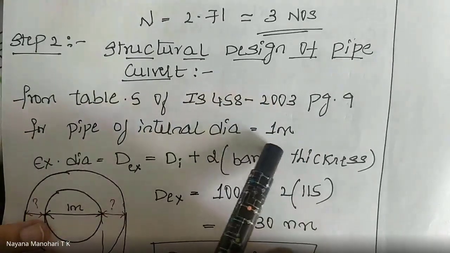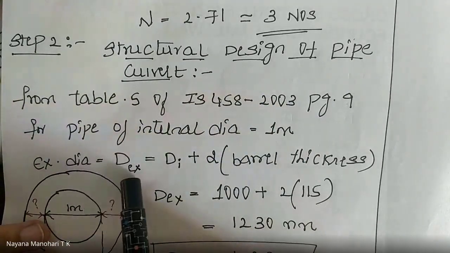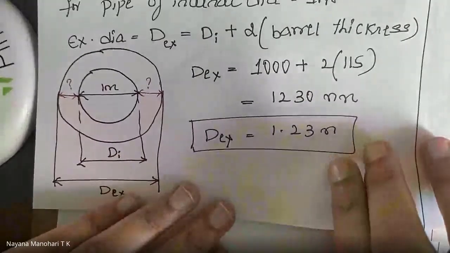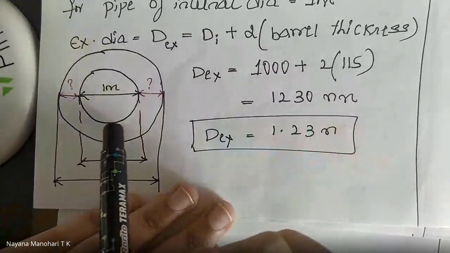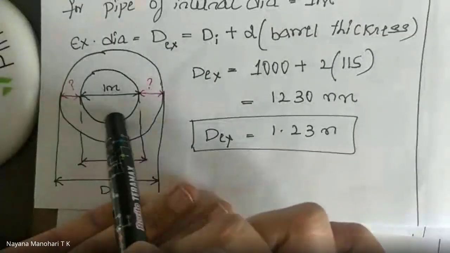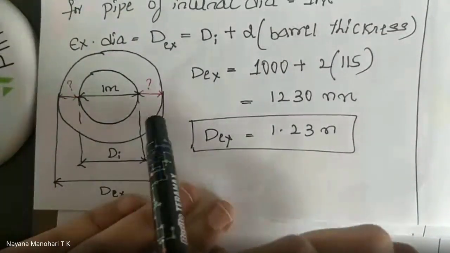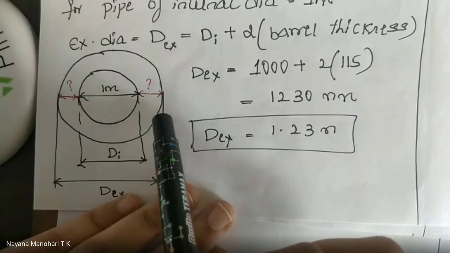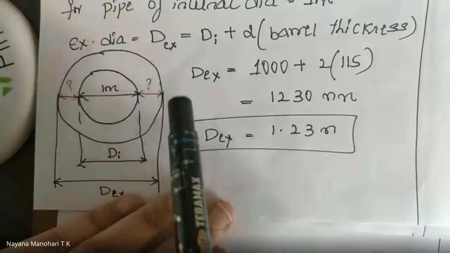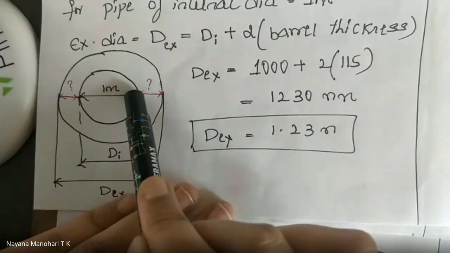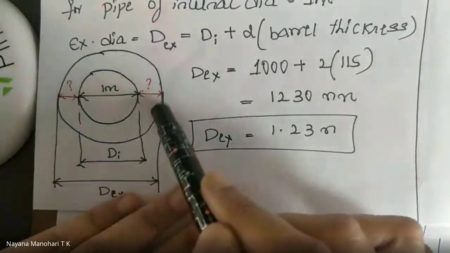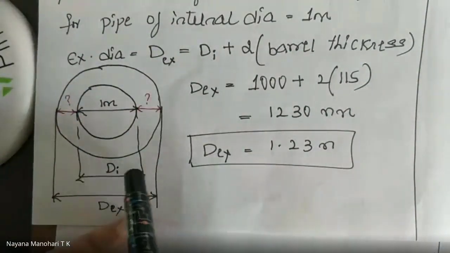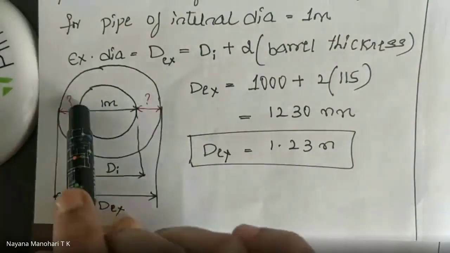For a pipe of internal diameter 1 meter, you need to calculate the external diameter. Observe this: this is the cross section of the pipe, with internal diameter and the circular shape. I already shared those images; you can go through them. The inner diameter you have assumed is 1 meter. The external diameter is the internal diameter plus the thickness, which you need to add up.